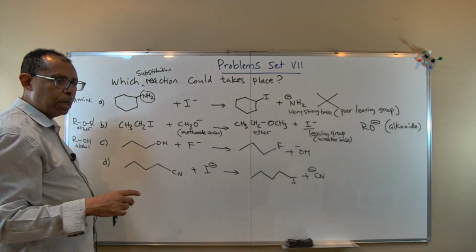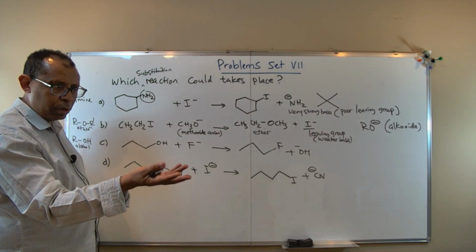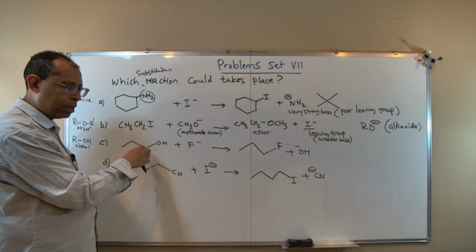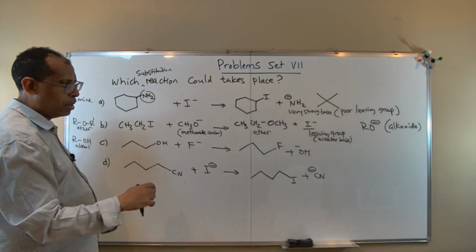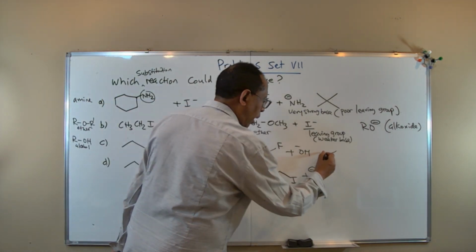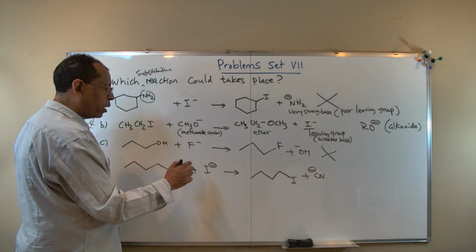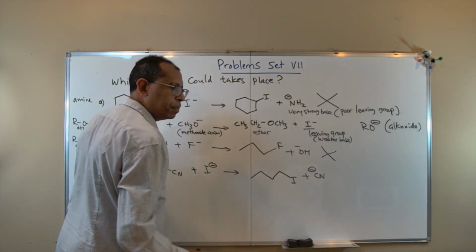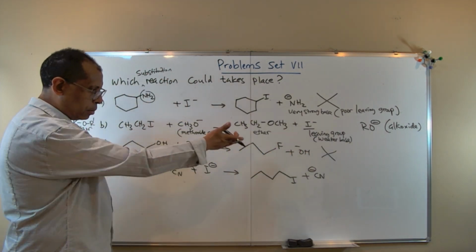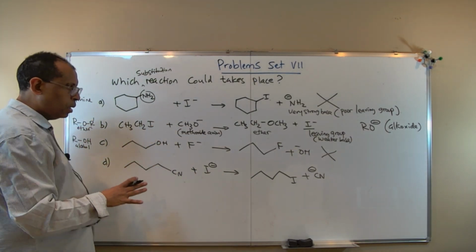For OH to be a good leaving group, you have to protonate this, convert it into water, OH2 plus, and that's when it can leave. But as it is written here, this reaction cannot happen because fluoride is a weaker nucleophile, a weaker base than the OH minus. It cannot kick out the OH minus, so that reaction would not happen.